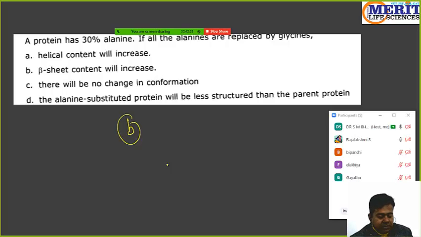Read out what you should read. You should not read what you can read easily. Got the point? With your sharp eyes, see what you skipped: a protein. And the examiner knew well that 90% of the students will skip this word, a protein, and just jump to conclusion. Their eye goes easily to the percentage numerical value, 30% alanine replaced by the glycine. Skipping the first two words, the examiner knew the student will go with the first option or second option.